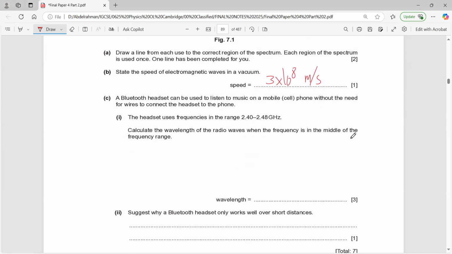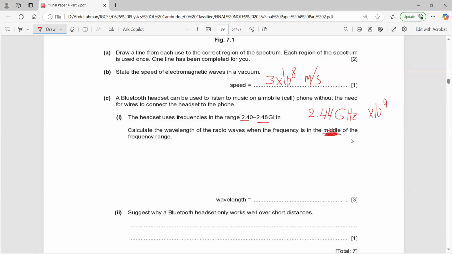A Bluetooth headset can be used to listen to music. The headset uses frequency in the range of 2.4 to 2.48 gigahertz. Calculate the wavelength when the frequency is in the middle of the frequency range. The middle between 2.40 and 2.48 is 2.44 gigahertz. This is the frequency. Giga means times 10 to the power of 9.